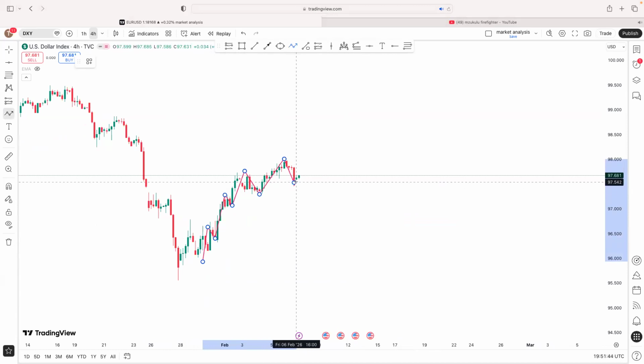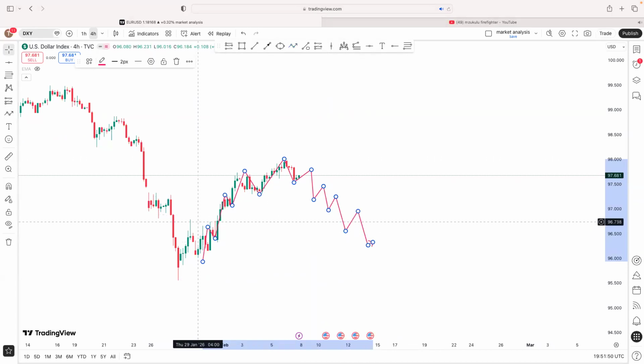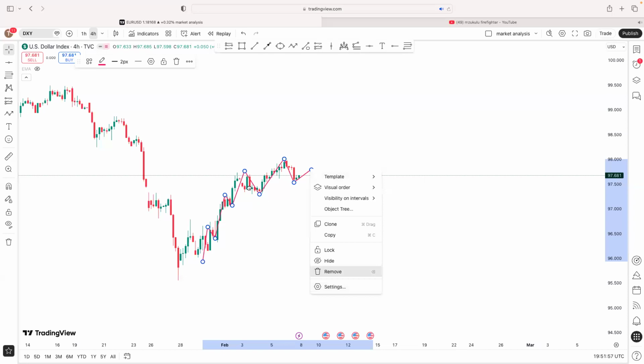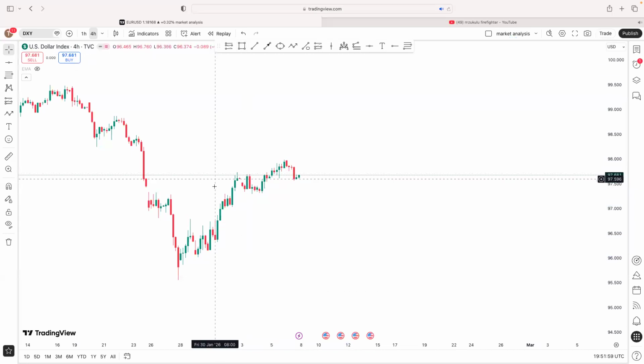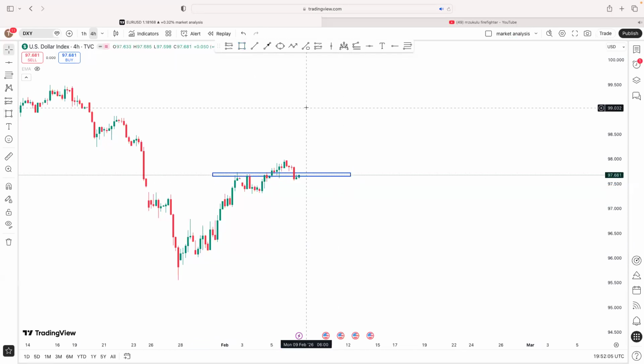What do we want? We want the market to do what? To create lower lows, based on the factors of confluence that we got from the bigger time frame. So when the market does something like this, where it's creating higher highs and higher lows, but we are looking to sell, what do we then do?